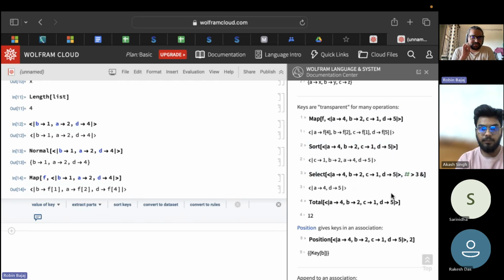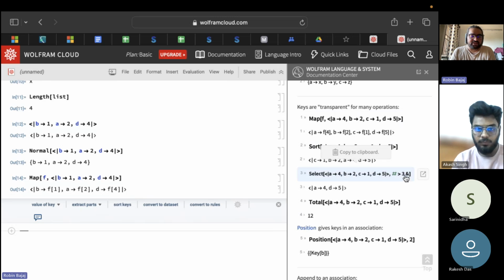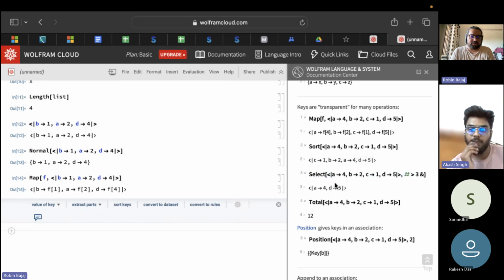Now this is something called select. Select is basically selecting based on the condition. This thing which you are seeing here, hashtag greater than 3, is nothing but the condition. Hashtag is basically the number. For the values which are greater than 3, it would split the association into those values. So if you can see, it's A associated to 4 and D associated to 5.